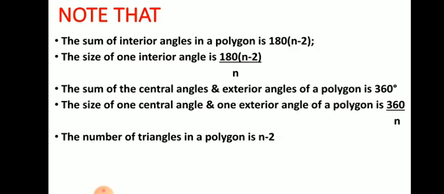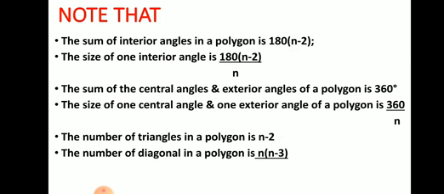So the number of triangles in a polygon is equal to n minus 2. If you want to look for the number of triangles in a pentagon, just say 5 minus 2. That will give you 3. It's very simple. The next one, the number of diagonals in a polygon is n into n minus 3, over 2. Just put the number of sides in that n.